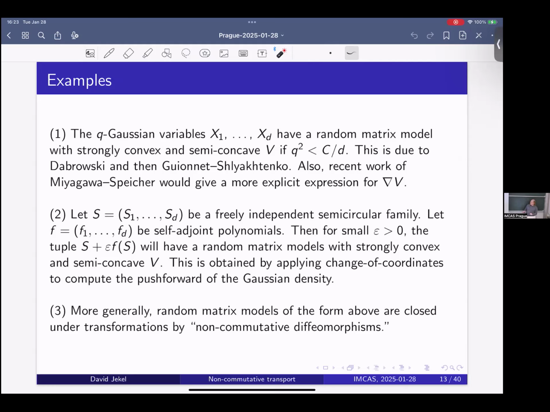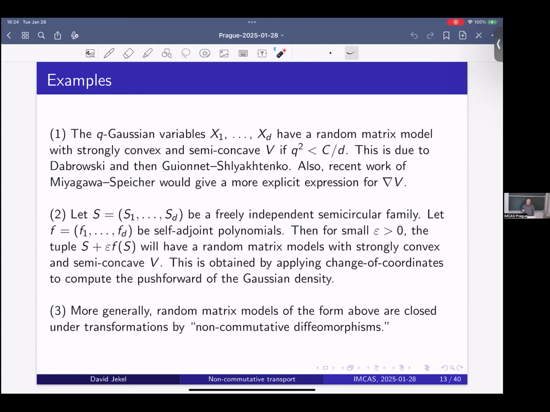But the point is that if q is small enough, smaller than a constant times the square root of 1 over d, where d is the number of variables, then it will be true that these have a random matrix model in this form. And by the way, there's a lot of recent work on q-Gaussians, and Miyagawa and Speicher gave another formula for the gradient of V. It makes it even easier to see this than the original proofs.